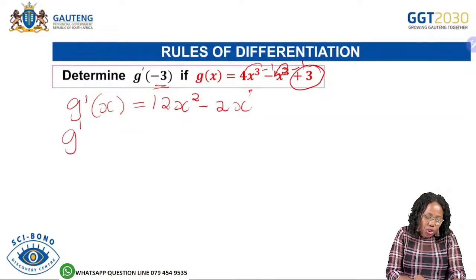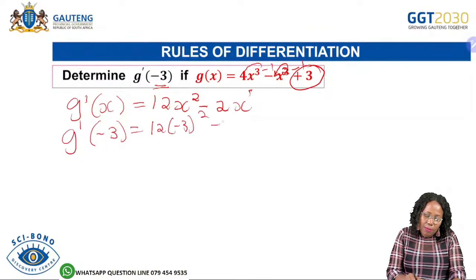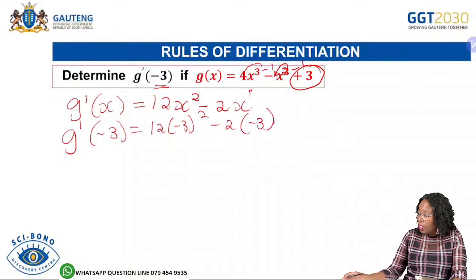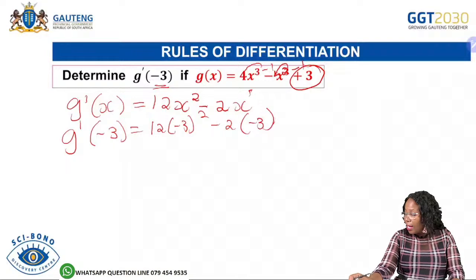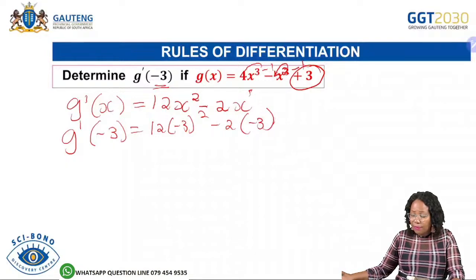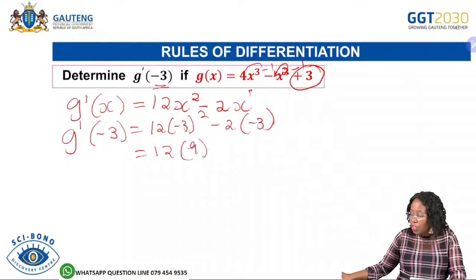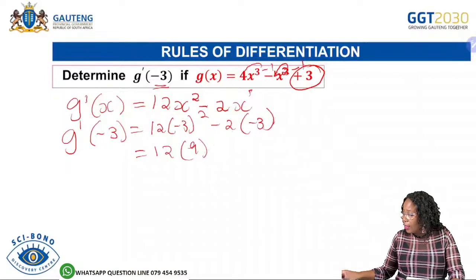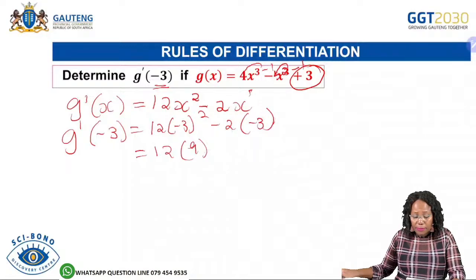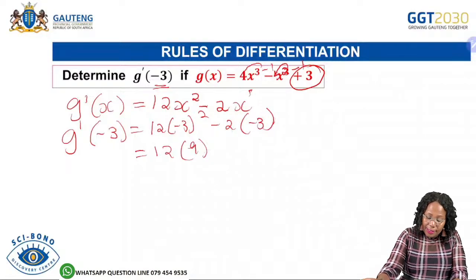We are looking at g derivative when x is what? Grade 12. 12 into minus 3 squared minus 2, x is minus 3. And then you put everything into your calculator and go straight to your answer. And then this will give us how much now? It is 12 into 9, negative 2 times minus 3. That will give us plus 6.